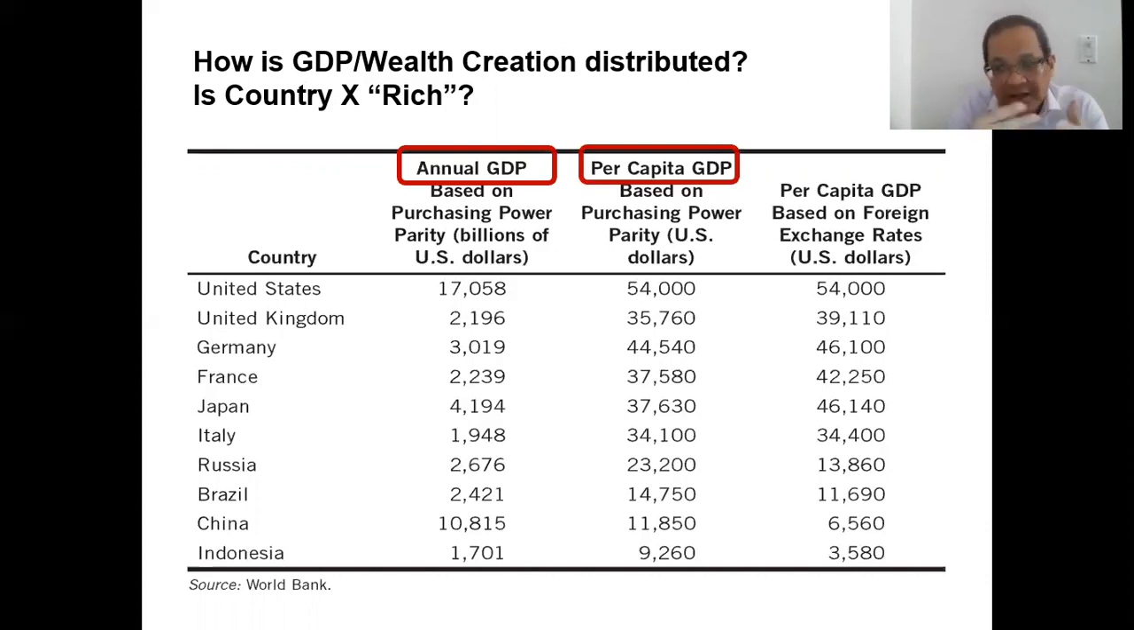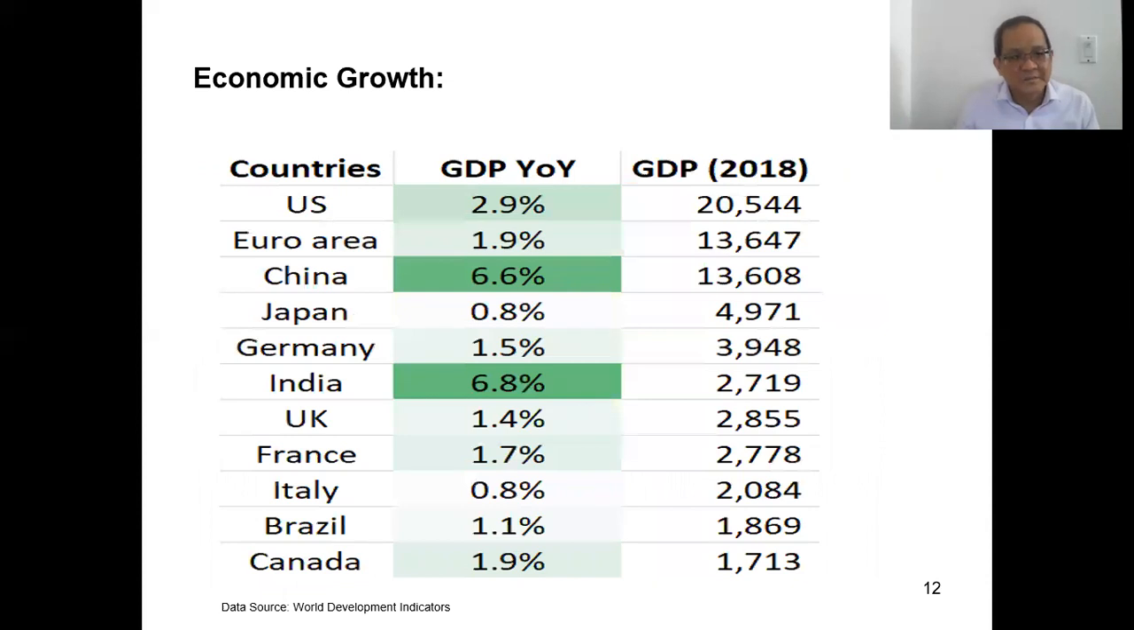So this has implication when we are looking to sell, particularly consumer goods, to these countries. We want to look at the affordability by the average person in that country. So the developed countries, the United States, UK, Germany, France, Japan, Italy, the population there have enormous buying power.